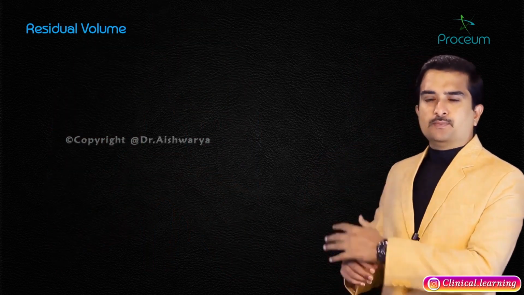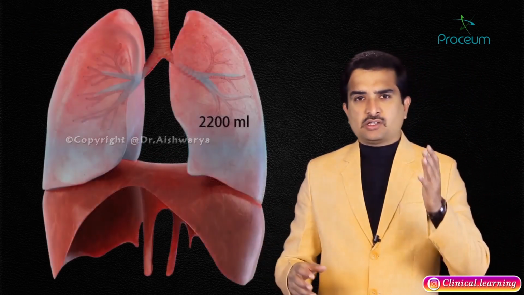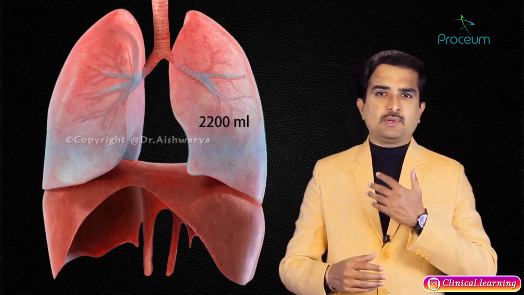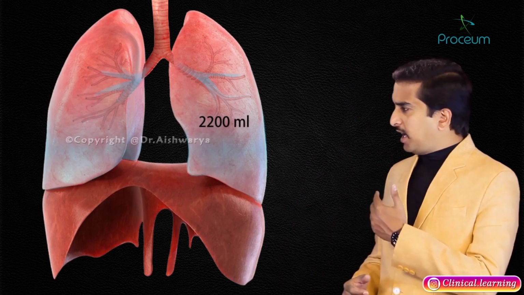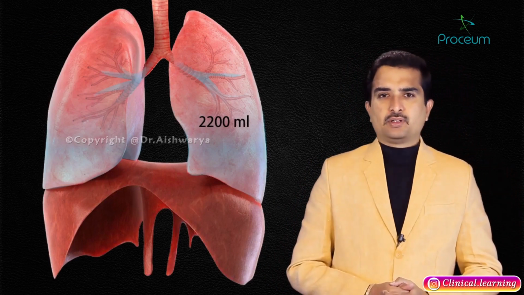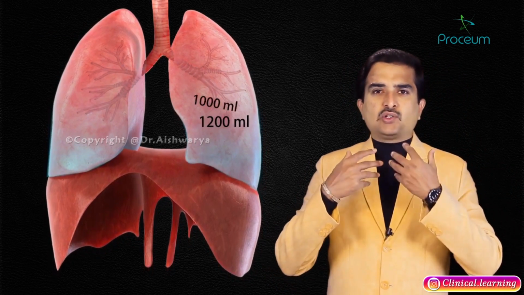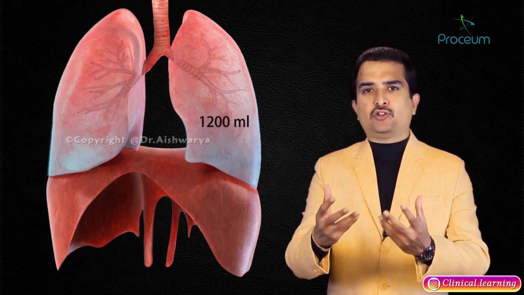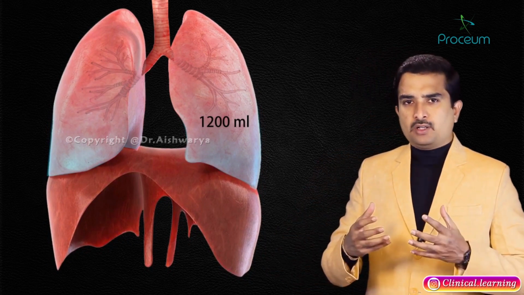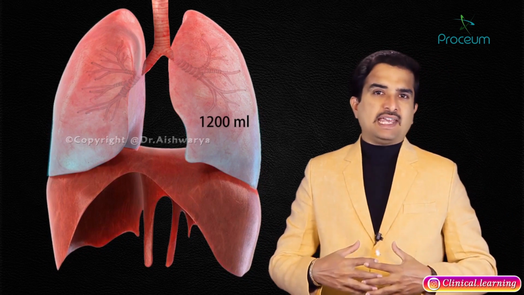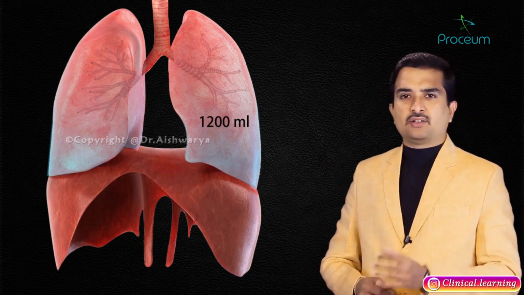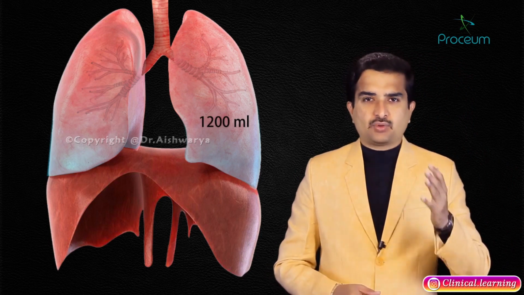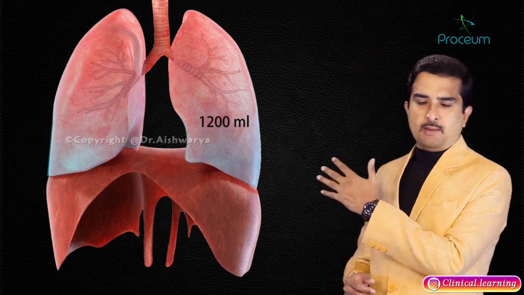So what is the residual volume? The air which is left in the lungs after maximal expiratory effort, which means after the expiratory reserve volume, is called the residual volume, and it is 1200 ml.